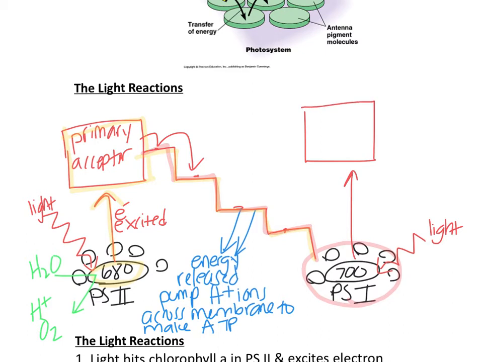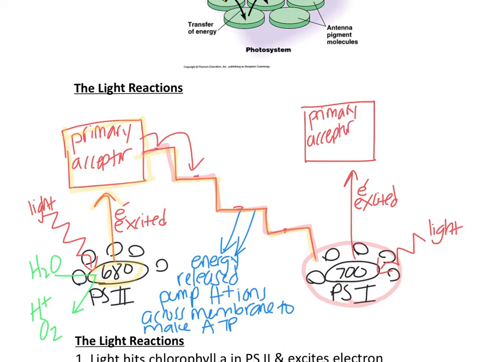So this kind of repeats what we saw on the left. We have an electron excited. It became excited due to the energy of light. When that electron gets excited, it again gets grabbed by a protein called the primary acceptor.